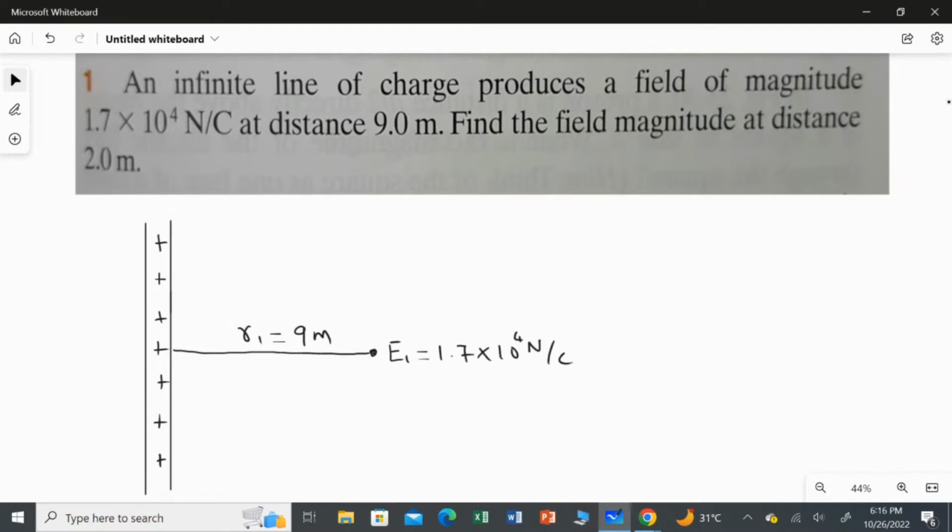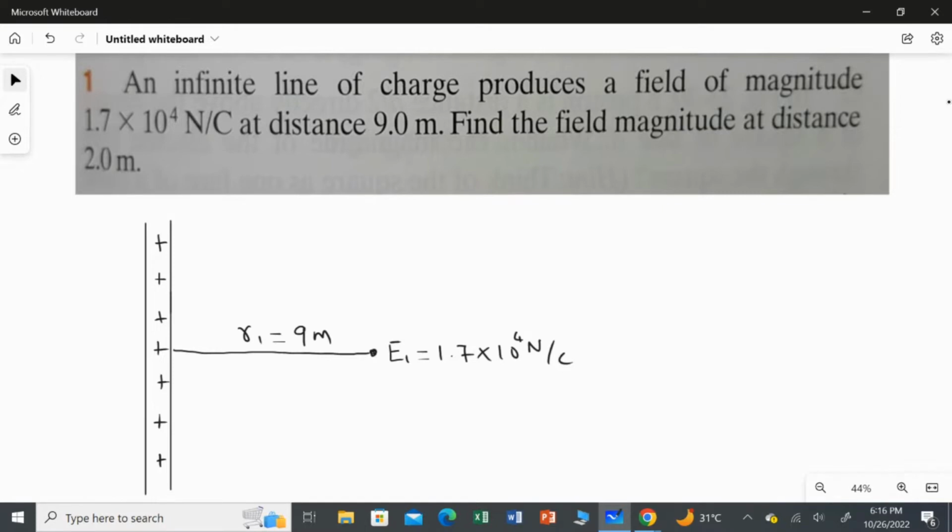Clear? Now what you are going to do is find what the field effect should be at 2 meters. What we studied in the theory is that whenever the distance is smaller, the field strength is stronger. Whenever the distance is greater, the field strength is weaker. In the first part, the distance is 9 meters, and the field strength is 1.7 multiplied by 10 to the power of 4 Newton per Coulomb. But at a distance of 2 meters, what should the field be? For sure, our answer will be greater than E1.